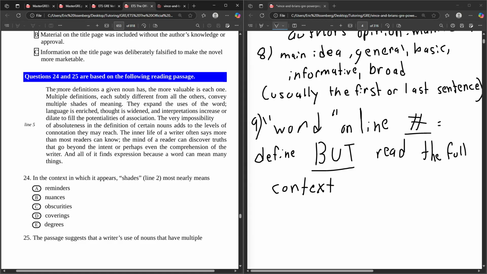The more definitions a given noun has, the more valuable is each one. Okay. Multiple definitions, each subtly different than all the others, convey multiple shades of a meaning. So most words have multiple definitions and they convey multiple shades of meanings. So shades here sounds like different details or different types of definitions, a variety, a multitude, something like that. So is it a reminder? No. Is it obscurities? No. Is it coverings? No. Is it degrees? Maybe, but is it nuances or details or subtleties? Absolutely. So it's going to be B, right?